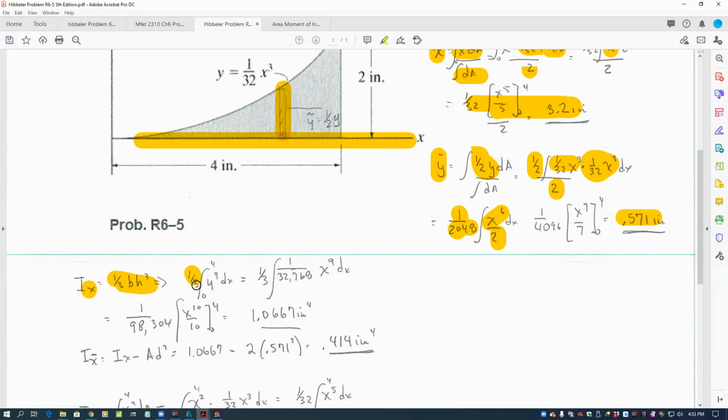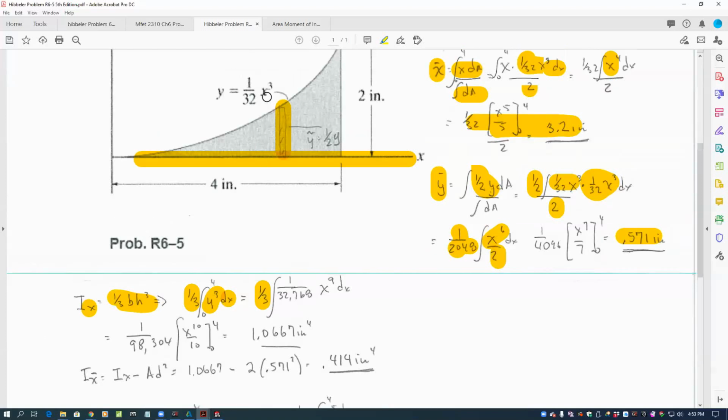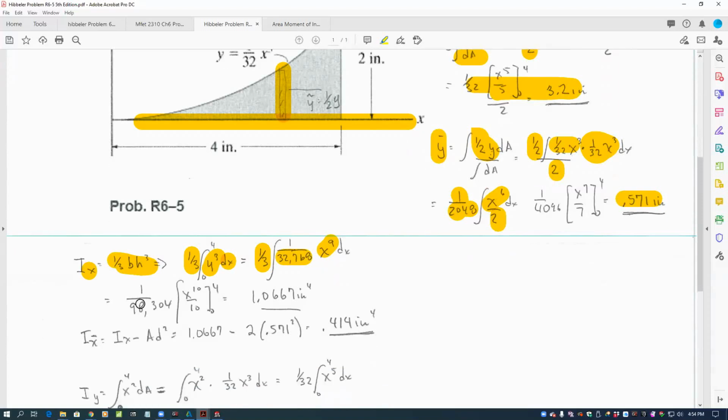So 1/3 b h cubed converts: h cubed is our y cubed, and our base is just dx of the element. And if we integrate that, 1/3 y cubed becomes x cubed times x cubed times x cubed, that's x to the 9th. And 1/32 times 1/32 times 1/32, right? That becomes 32,768. And if we integrate that, the magnitude of our moment with respect to the x-axis is 1.0667.